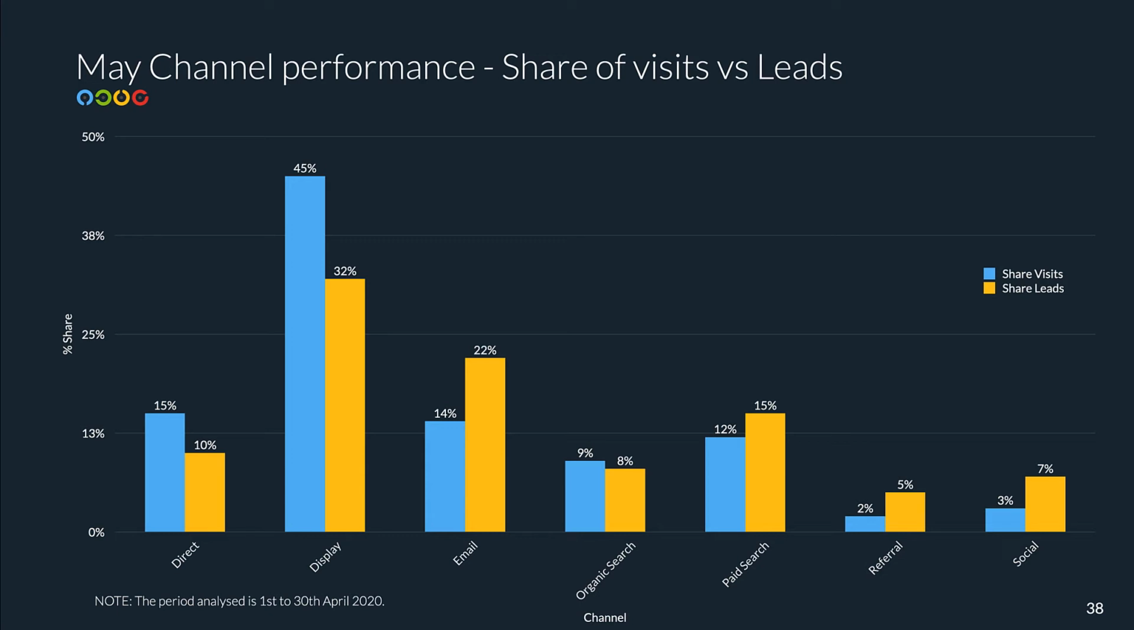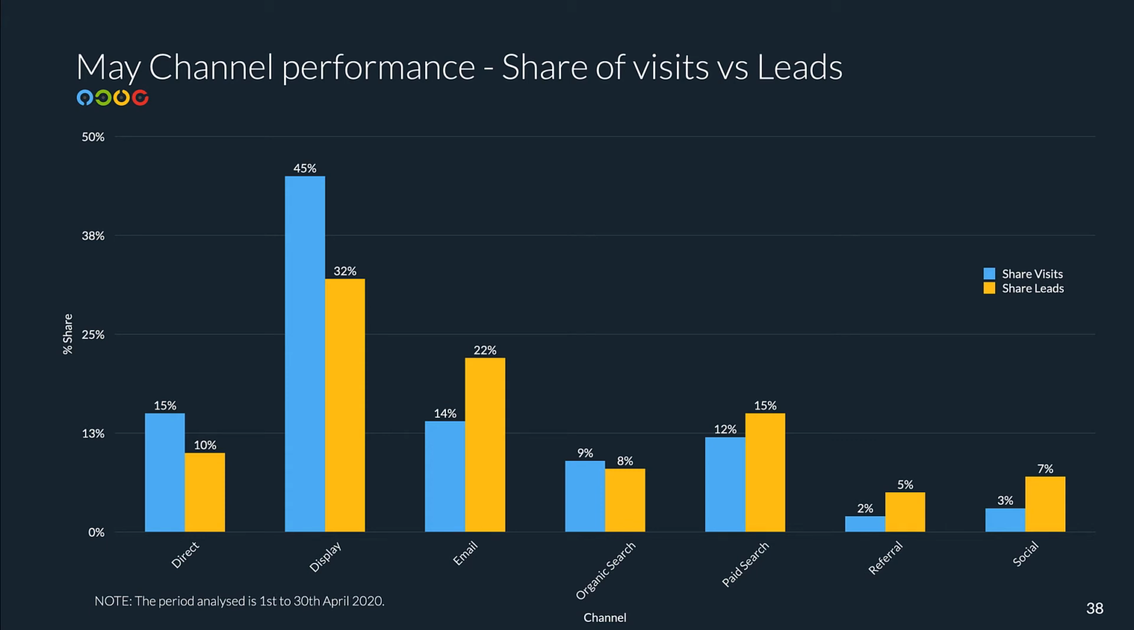However, a massive 22% of all the leads came from that channel. The referral and social channels also delivered well, with social really punching above its weight. It only delivered 3% of traffic, but nearly double that in the number of leads it generated. However, that doesn't mean the display campaign is ineffective.